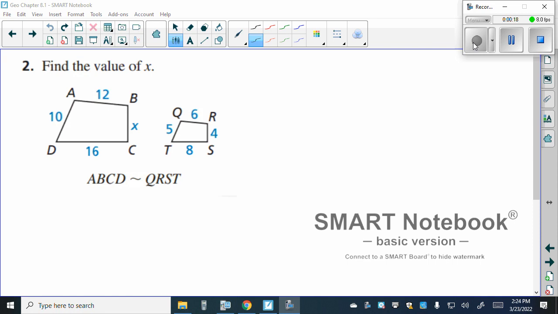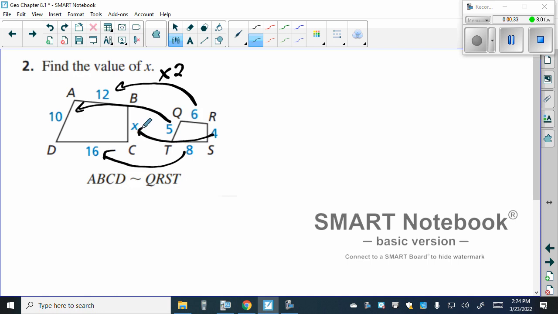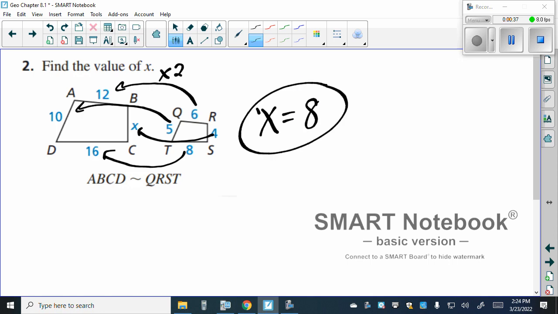Now, we went on and did this one because we could see that going from one to the other, 6 times 2 gave us 12. 5 times 2 gave us 10. 8 times 2 gave us 16, so 4 times 2 is? 8. So x was 8.